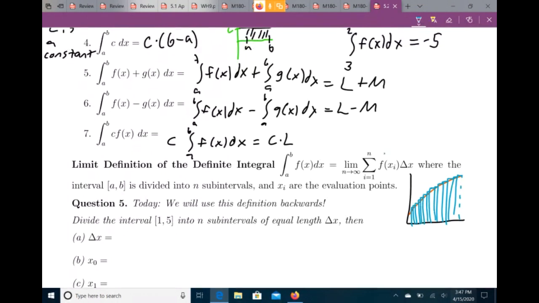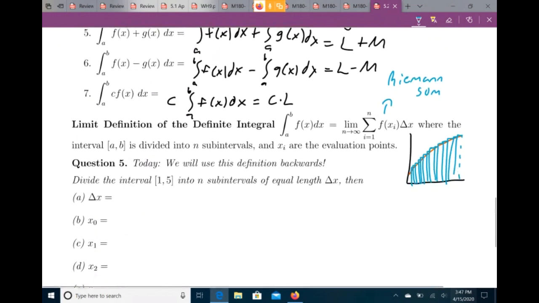All right, so this is a Riemann sum. Each of these terms inside of the summand, the f of x_i delta x, represents the area of a single rectangle from this picture. Delta x is the width, f of x_i is the height.